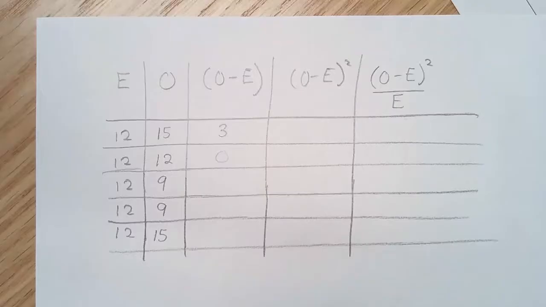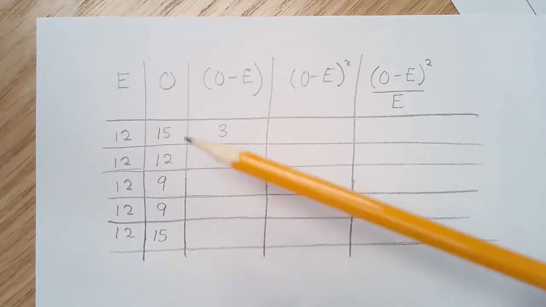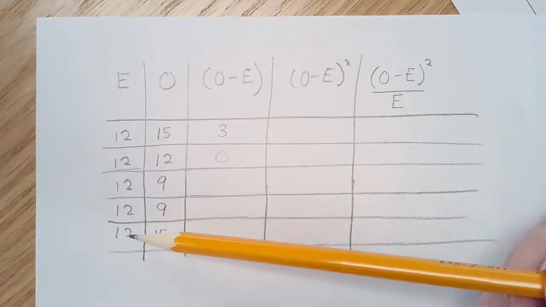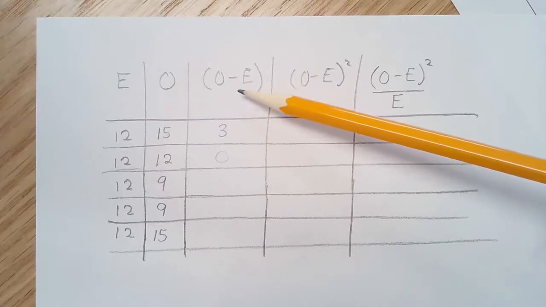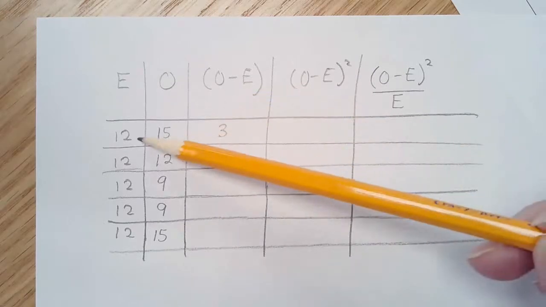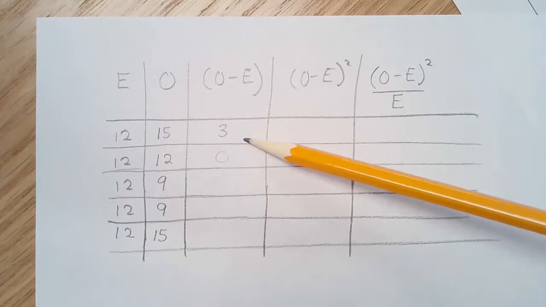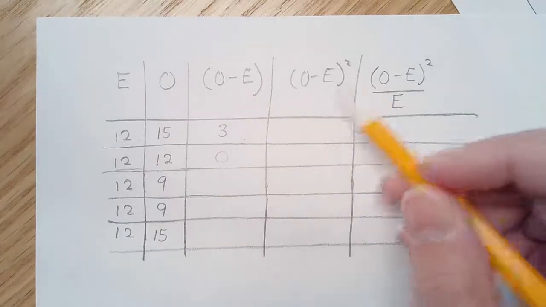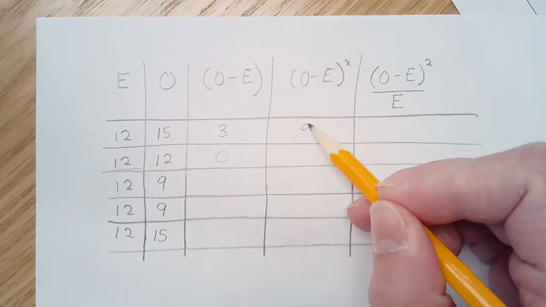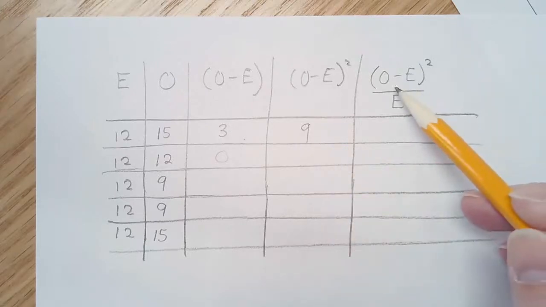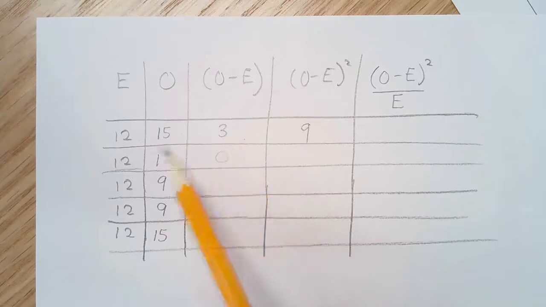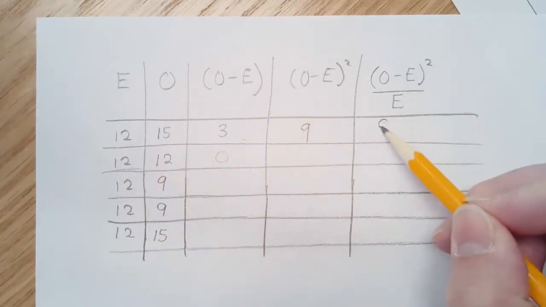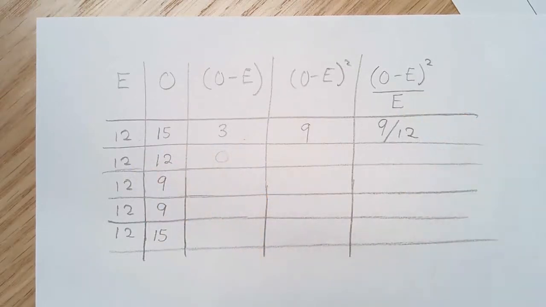Alright, so here I've set up the table like it says to do in the example, or the solution. So here are our expected values. Here were the observed values, and under this column we've got the observed minus the expected. So 15 minus 12 gives us 3. And now I've got 3 squared, so that's going to be 9. And now I'm going to take that 3 squared, which is 9, and divide it by E, which was 12. So this number is 9 twelfths, or 9 divided by 12.